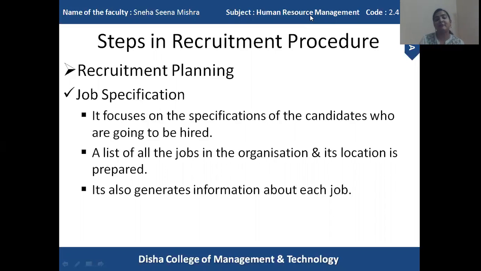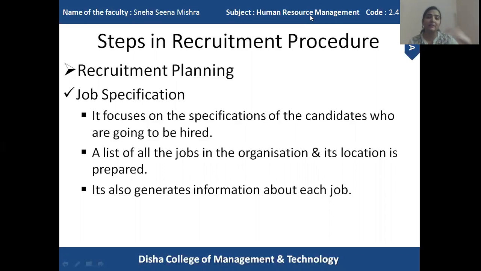So here what they have to do, they have to analyze each and every job separately to understand the requirement of each job, so that they can clearly understand what type of person is required for different types of jobs. So that is the most important part.